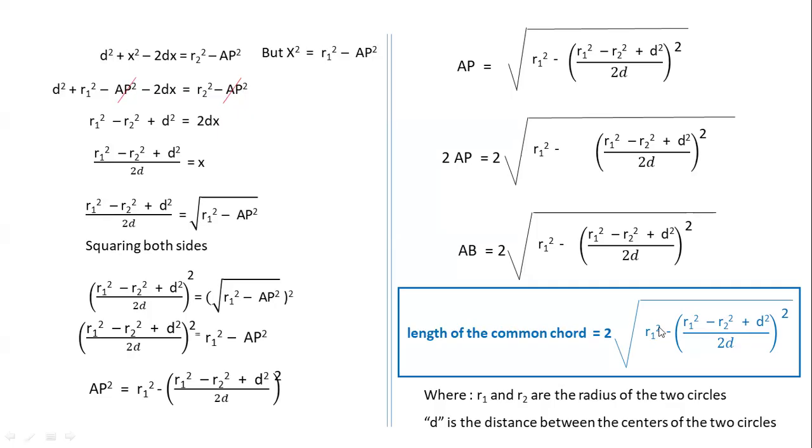Now in a special case, now we have a different condition. Two circles intersect orthogonally. Now what do you understand by intersecting orthogonally? The two circles are intersecting orthogonally if the angle between the two radius is 90 degrees. That means two radius are perpendicular to each other. So let us draw the figure again.